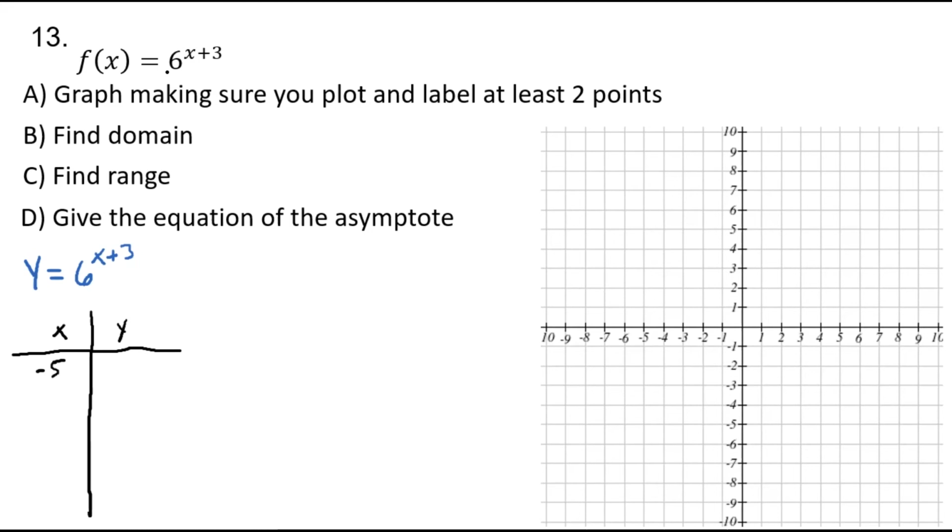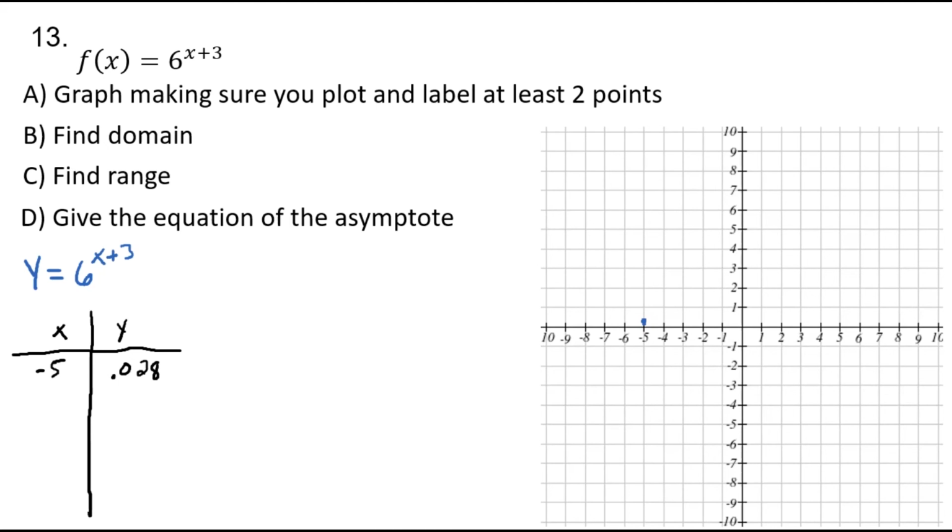By starting with -5, what I end up getting is 6 raised to the -2 power. That will give me something that I can graph in this space over here, which is positive 0.028. So let me go over to my graph and find -5 and positive 0.028. That's probably going to be here, something like this.